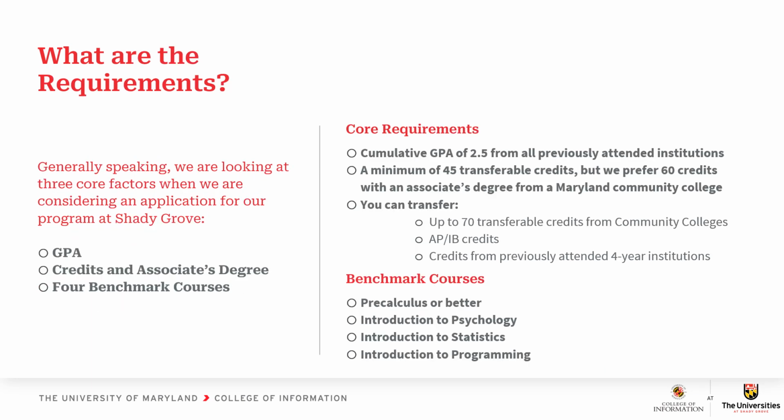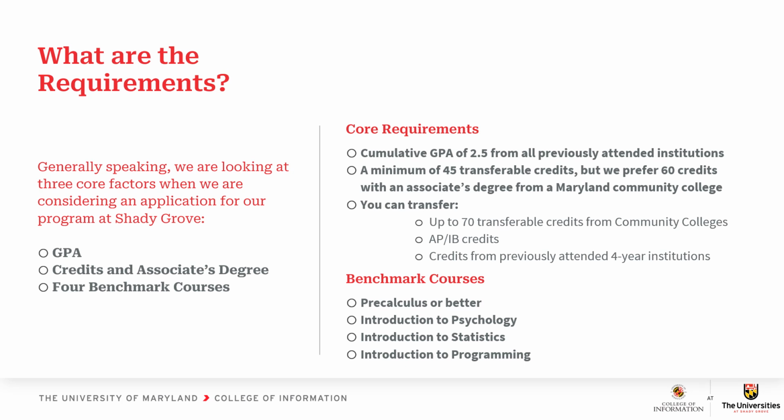So, what are the requirements for joining our program over at Shady Grove? Well, generally speaking, we are looking at three core factors when we are considering an application for the program at Shady Grove. We are looking at your GPA, we are looking at how many credits you will be able to transfer to our program, as well as whether or not you have an associate's degree that will transfer to the program, and we are looking at benchmark courses.